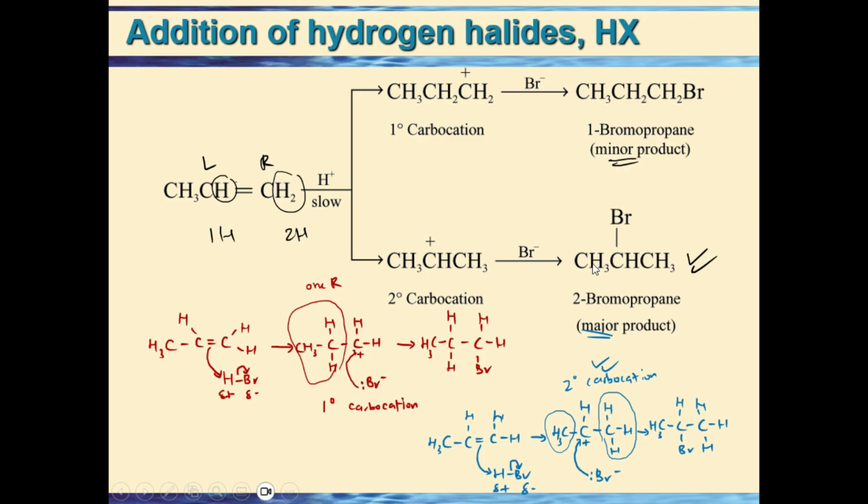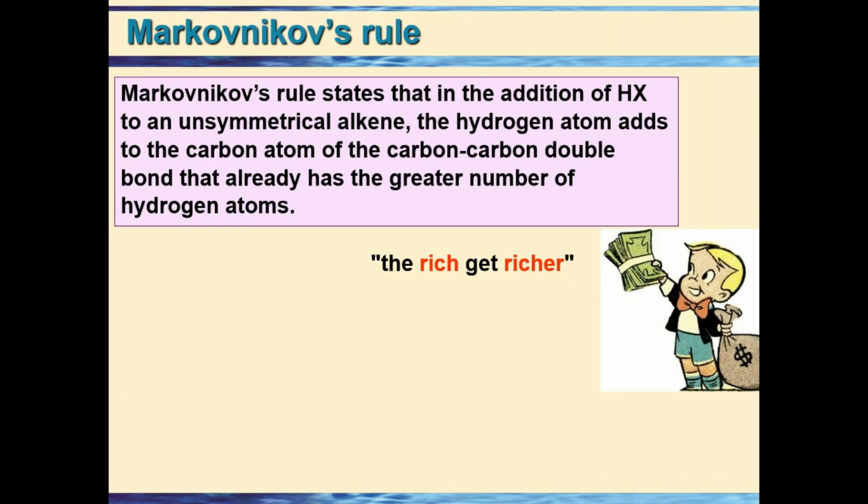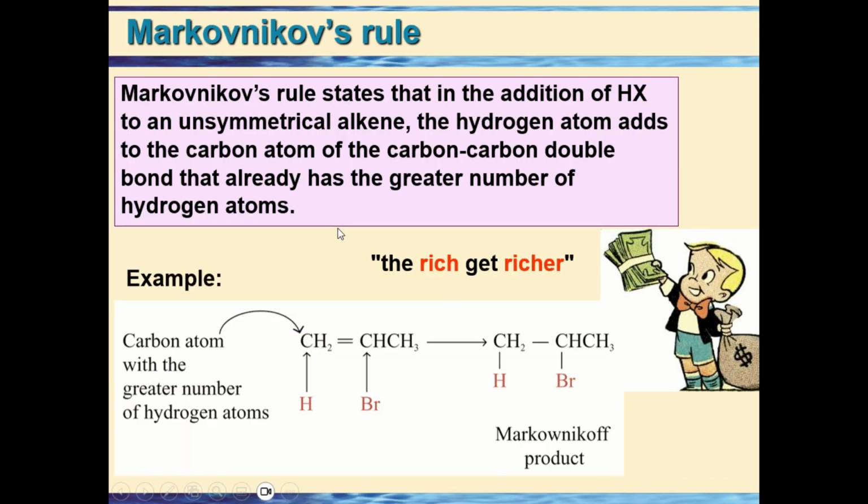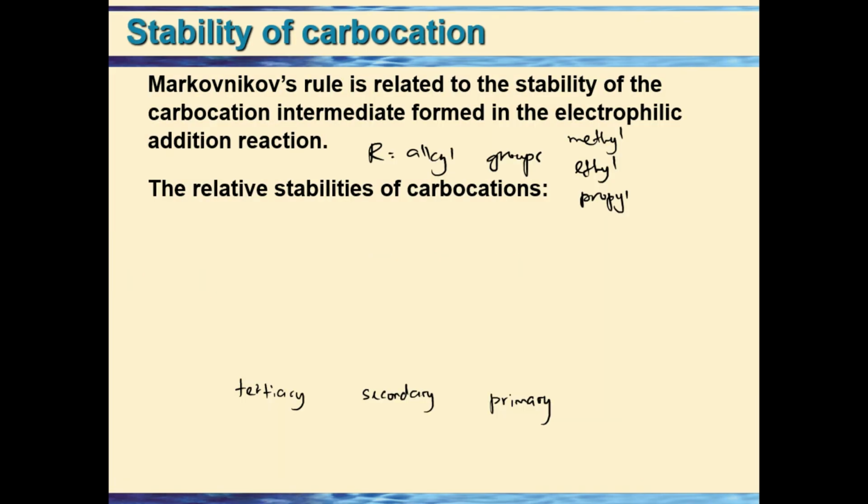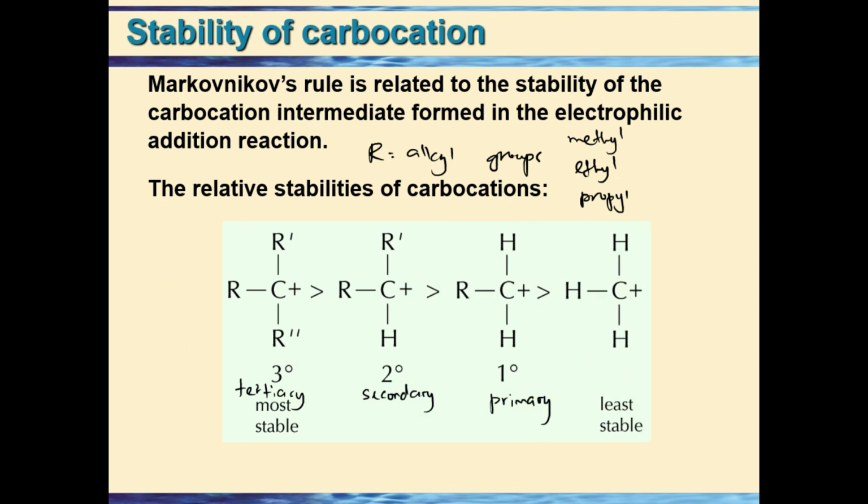But Markovnikov's rule can only be used to predict the major and the minor product. Please do not use this as an explanation. Your explanation for why one of them is the major product is the stability of the carbocation. Explain in terms of which carbocation is more stable.